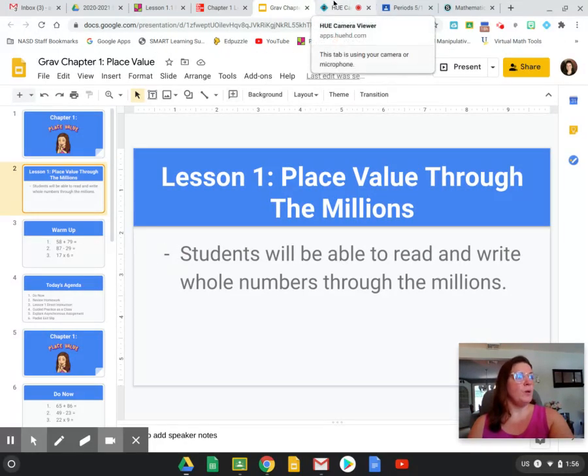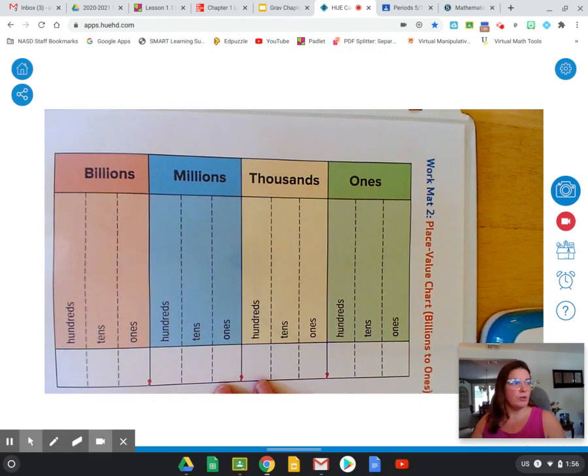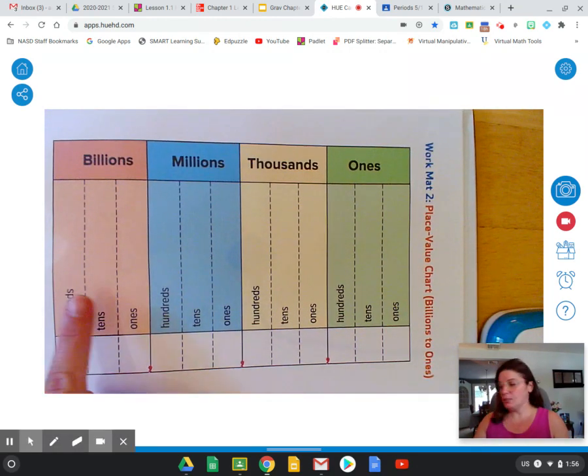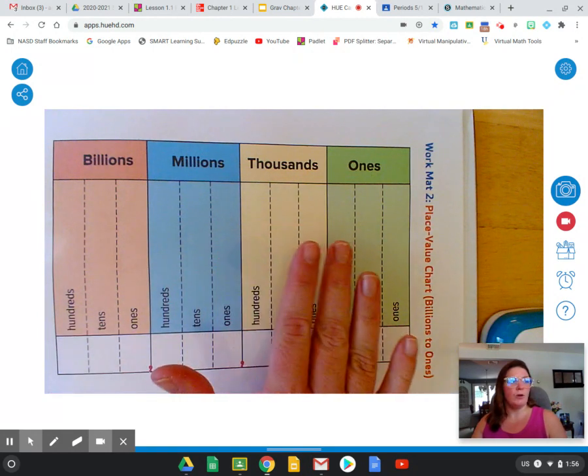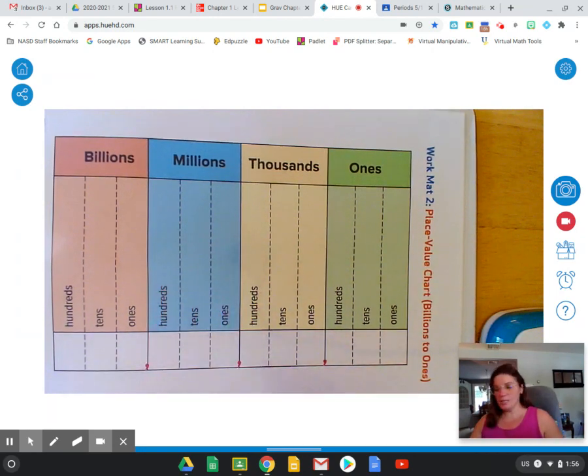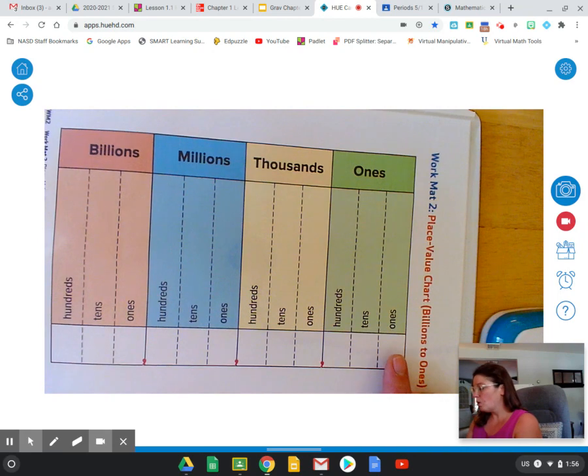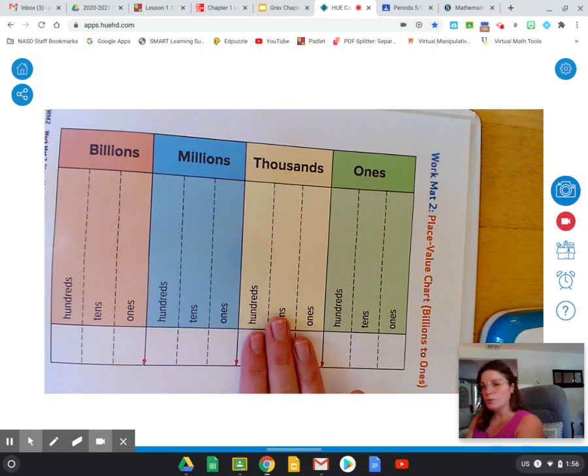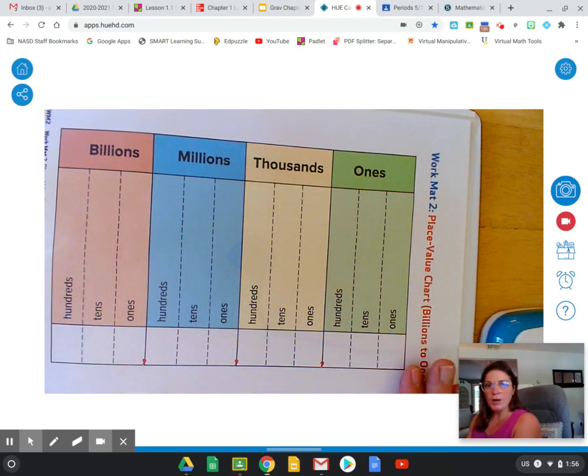All right, let's take a look at a place value chart that goes all the way up through the billions. Now today we're focusing here on the ones period, the thousands period, and the millions period. Inside of each period are the ones, tens, and hundreds places. Now what's a period? It's a grouping of 3 digits that are separated by a comma. So this green section is a period, the yellow section is a period, the blue section, and then the orange section.